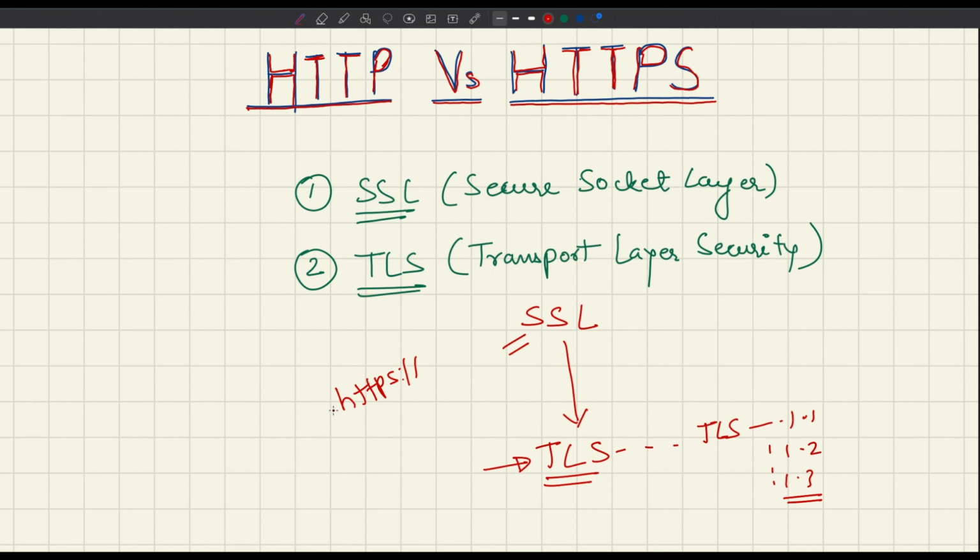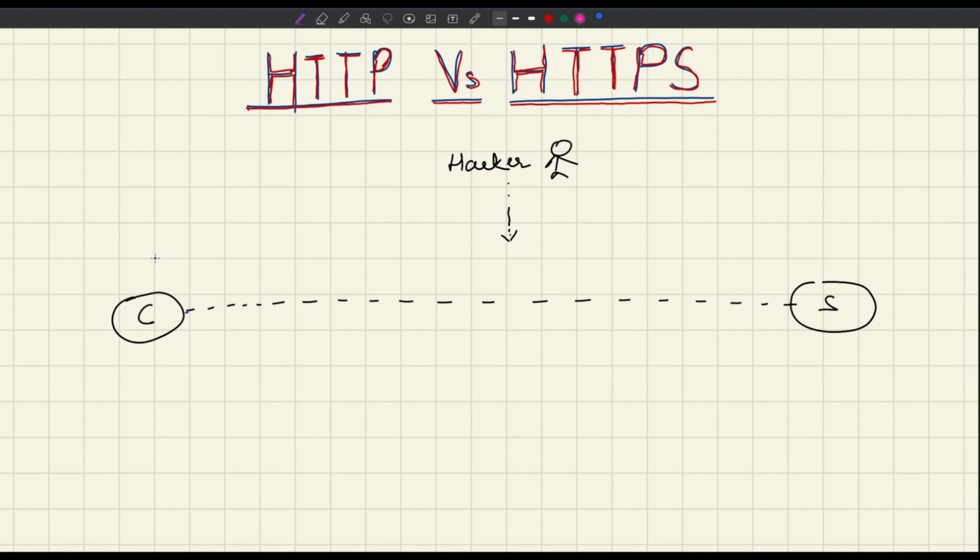They are not present in case of HTTP without S. But in case of HTTPS, TLS is what is mostly being used today. Now we are going to understand how encryption and decryption will happen when a client and server try to communicate.